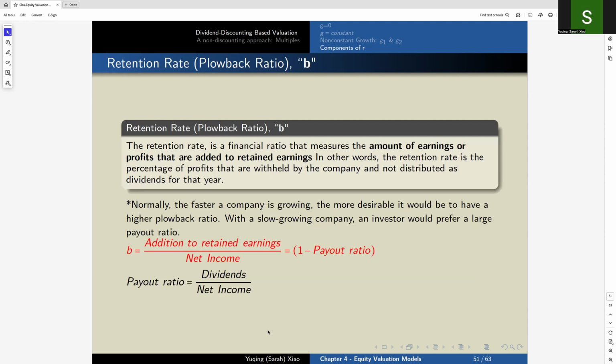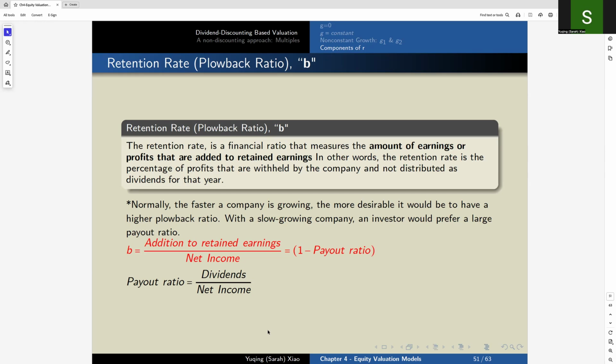Up to this point, we've treated growth as something that just happens. But where does growth really come from? It comes from how much of the firm's earnings are reinvested back into the business. The retention ratio, also called the plowback ratio, measures the percentage of net income that a company keeps instead of paying out as dividends.